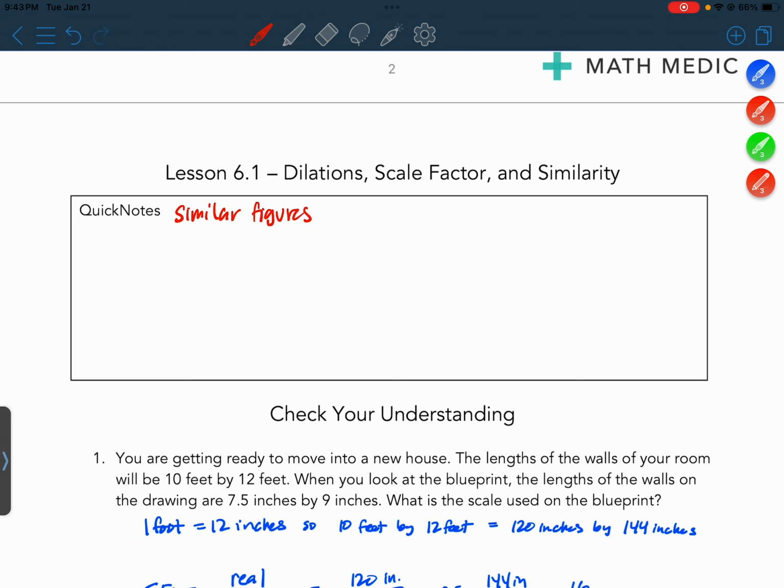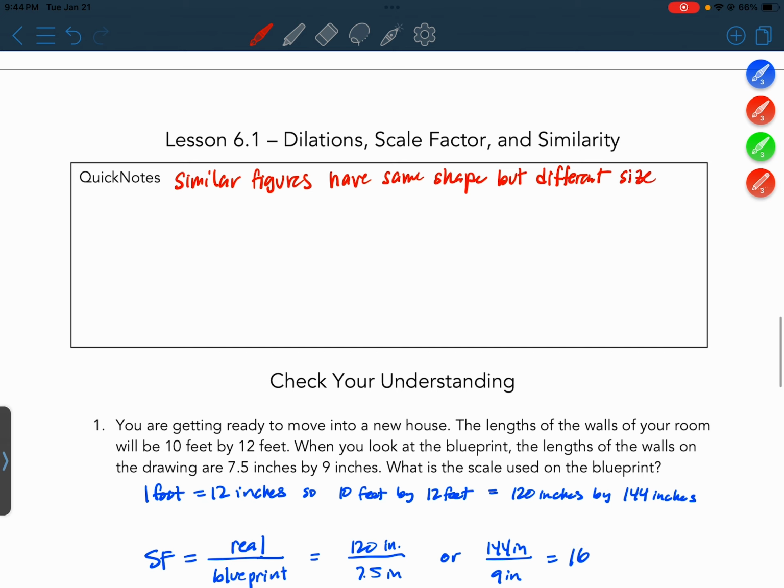So similar figures have the same overall shape, but different size. Now notice that it should remind you of the definition of congruent, right? Congruent figures have the same shape and the same size. Similar figures only have the same shape as one another, and they have different sizes. There are small versions, medium versions, large versions, but all of the same shape. All right, so that's the first note.